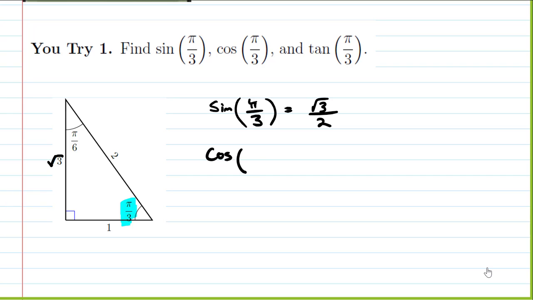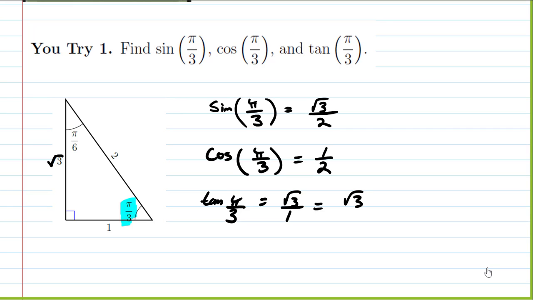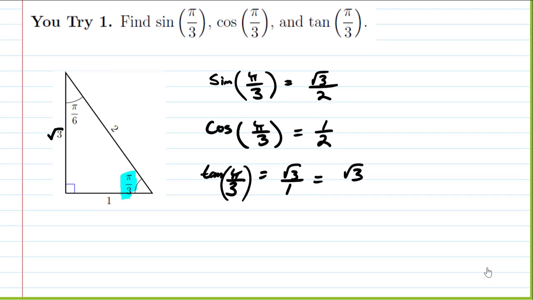The cosine of pi over 3 is going to be adjacent over hypotenuse, so that's going to give us 1 over 2. And the tangent of pi over 3 is equal to opposite over adjacent, so that's going to be root 3 over 1, or the square root of 3. So those are the values of our 3 trigonometric functions at the angle pi over 3 radians.